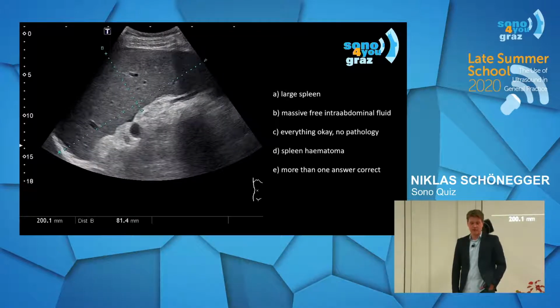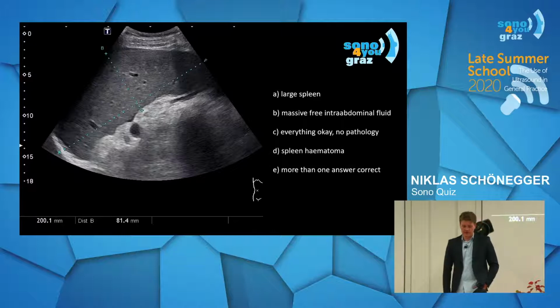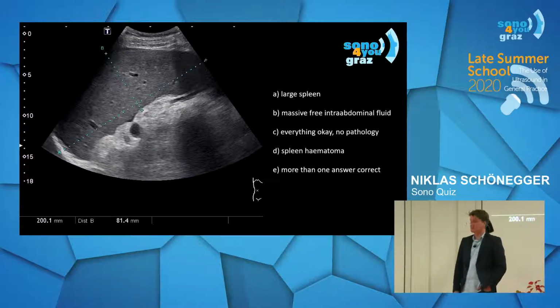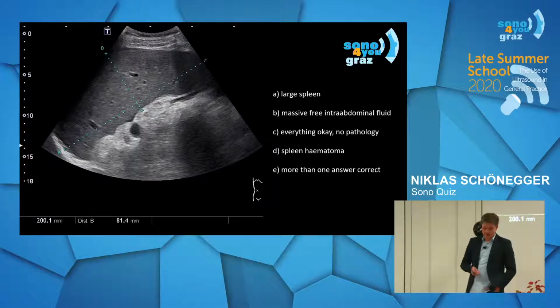So who thinks the patient had a very large spleen? Okay, majority. Who thinks there is massive intra-abdominal fluid? No one. Does anyone think that everything is okay? Okay. Does anyone see a spleen hematoma here? No one. Or is more than one answer correct? No. So the correct answer is the patient has a large spleen.